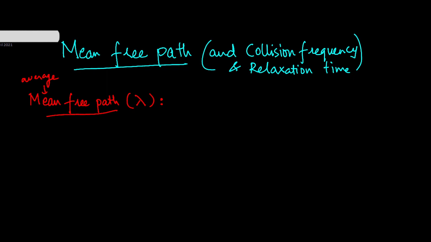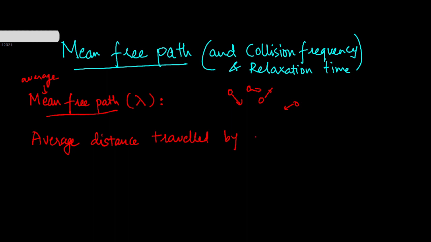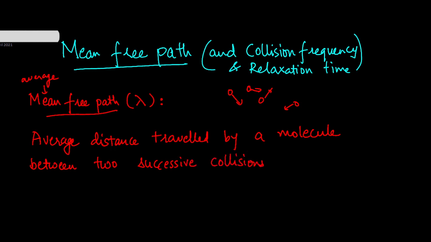What is this free path? Do you remember that molecules are continuously moving in random directions in a vessel? Do you all remember that? Right? So mean free path is as follows: the average distance traveled by a molecule between two successive collisions. Successive collisions means one after the other.